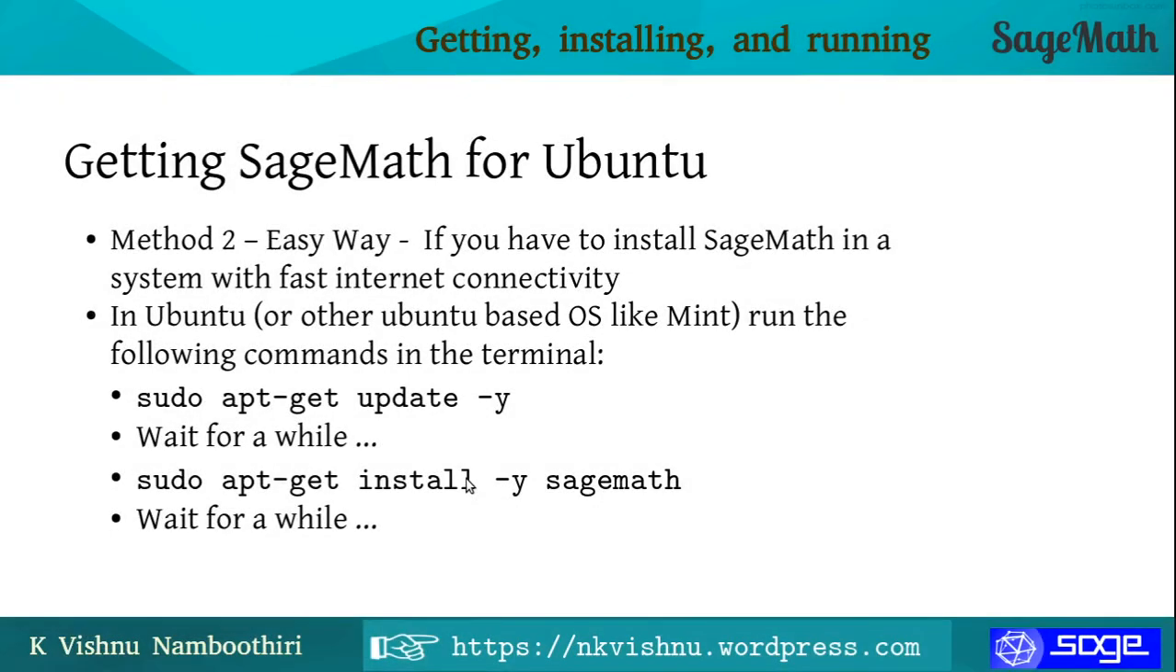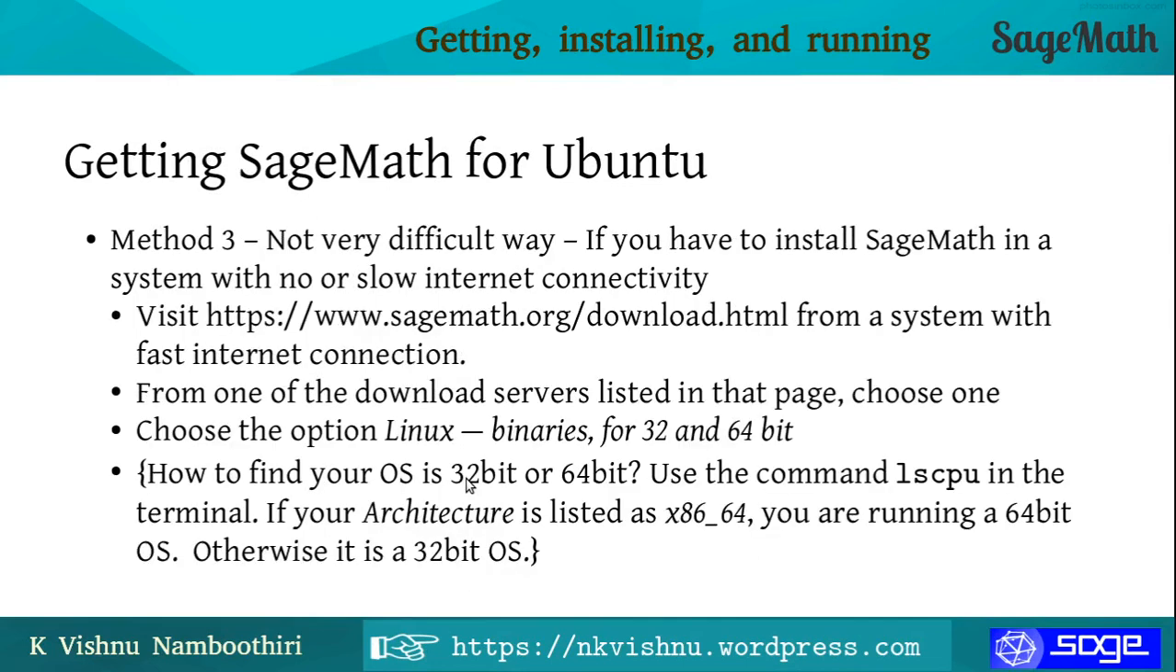The third method for installing SageMath in Ubuntu is not as easy as the first and second method, but still this is useful because if you have one system with very good internet connectivity, or maybe your school or college system where very fast internet connection is available. But suppose that you want to install SageMath in another system where there is no or very slow internet connectivity available. So you can download one single file using a fast internet connection, take that downloaded file and install it in a system with somewhat less internet connectivity, slower internet connectivity.